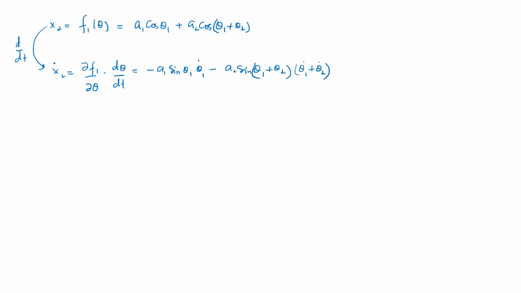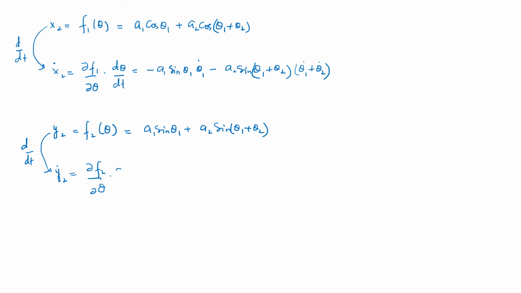Similarly, for the other expression, y2, which was equal to f2 of thetas, this was equal to a1 sine of theta 1 plus a2 sine of theta 1 plus theta 2. When I take the time derivative of this, it was equal to y2 dot, and I can write this as partial of f2 by partial of thetas times d theta by dt. To be precise, this is going to be equal to a1 cos of theta 1 times theta 1 dot, plus a2 cos of theta 1 plus theta 2, and then you have theta 1 dot plus theta 2 dot.